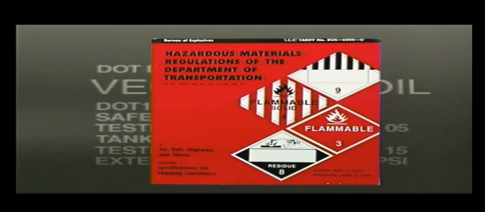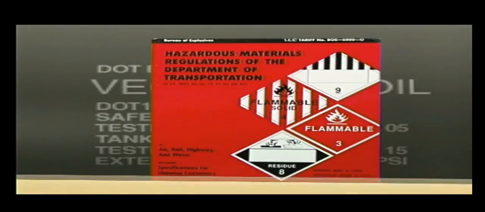Remember, for additional information explaining car classification, refer to the DOT's Code of Federal Regulations and the AAR's Manual of Standards and Recommended Practices.